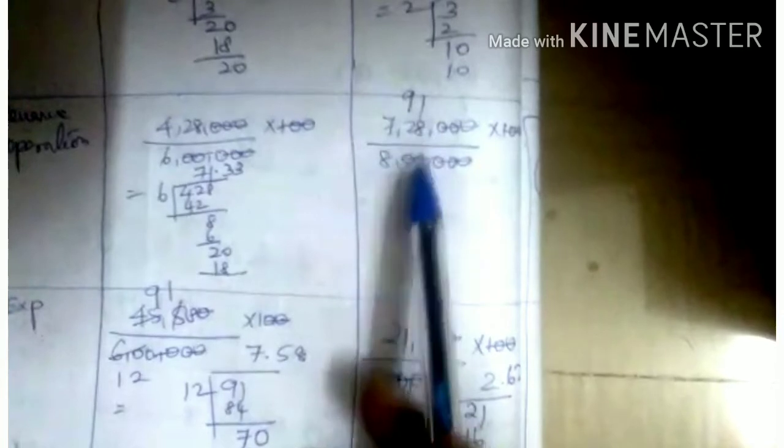All the zeros, 1, 2, 3, 4, 5, 0. Here also 3 and the other 2 cut. So I divided by 8. 9 8s are 72, 1 8 is 8. So we got 91, and then we got 71.3.